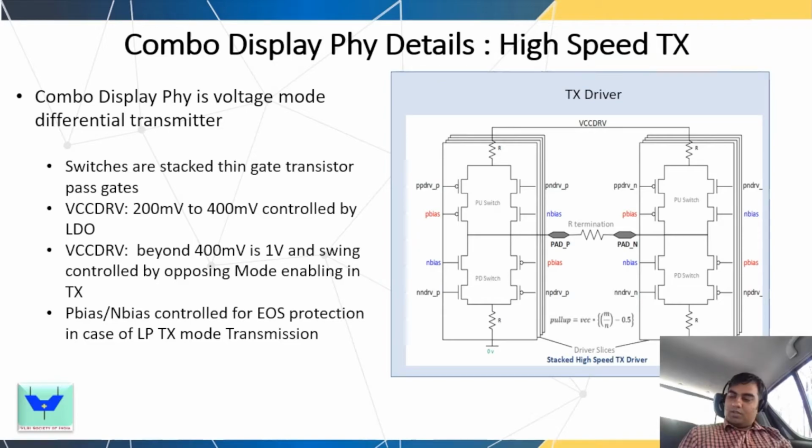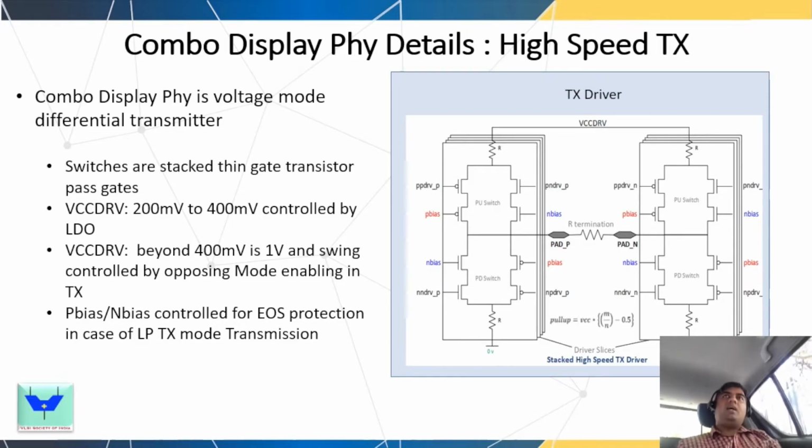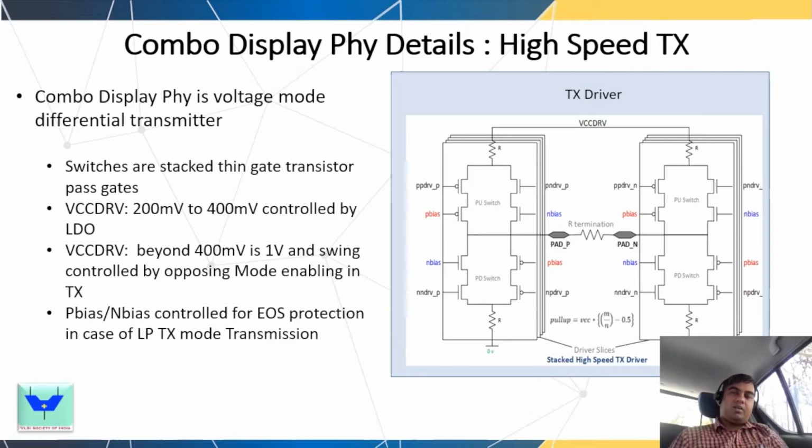The one thing is, basically, in order to protect these thin gate devices from electrical overstress voltage, because these EOS limits are typically around 1.05 volt. With 1.2 volt exposed, there would be an electrical overstress issue. So in order to meet that, we went with the stacked, and these P bias and N biases will be appropriately driven. For example, this NMOS N bias will be driven to a 200 millivolt bias when we are operating in the LPTX mode, and that way we protect these devices.